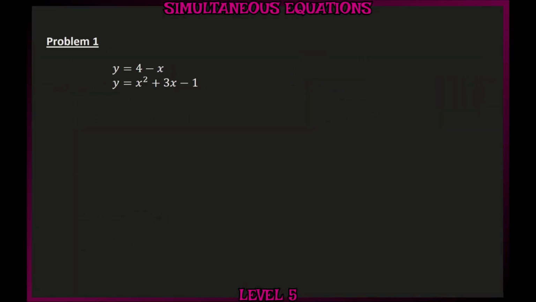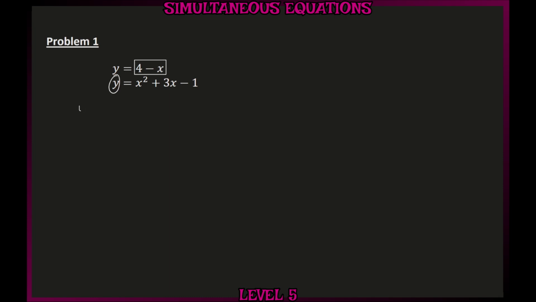In problem 1, we're solving y equals 4 minus x and y equals x squared plus 3x minus 1. Since we have a nonlinear and a linear equation here, we need to solve these by substitution. Here we can take the linear equation y equals 4 minus x and replace the y in the nonlinear equation with 4 minus x from the linear one.